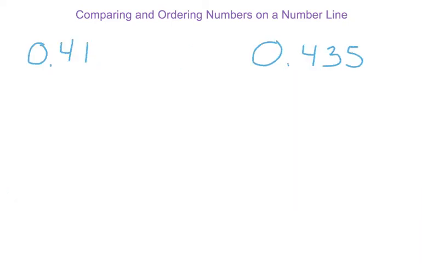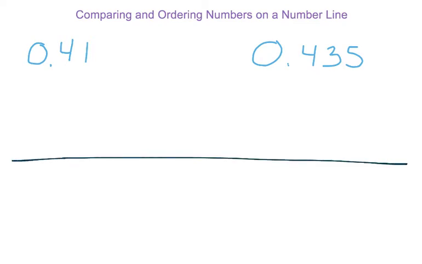Alright, let's take a look at these. I'm comparing 41 hundredths to 435 thousandths. Again, I need to know between what numbers I'm doing this. Ones are the same. Tenths are the same. Hundredths are different. That's what it will be between. So I have 41 hundredths. It can't be 43 hundredths because I have some extra, so it will be between 41 and 44.